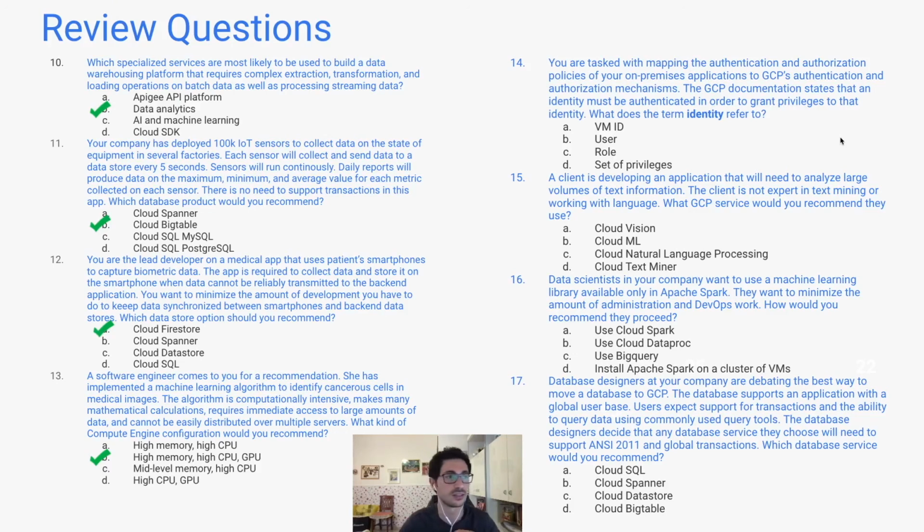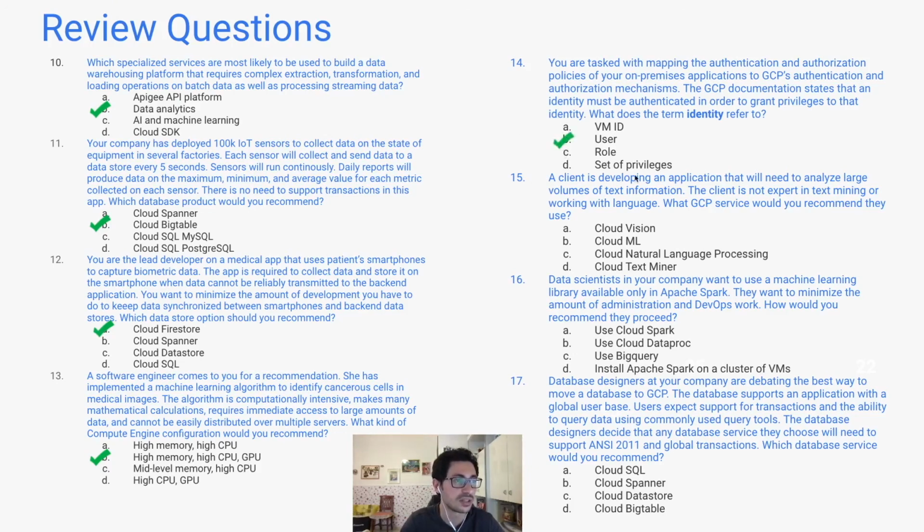So the identity, if you remember how I explained it, is basically the person, but it doesn't have to be a person. It can also be software that can access something with a determined role. The person is the identity in this case, so it's the user. The user can have a role. The role is a set of privileges, basically, and the VM ID is totally related, so user.